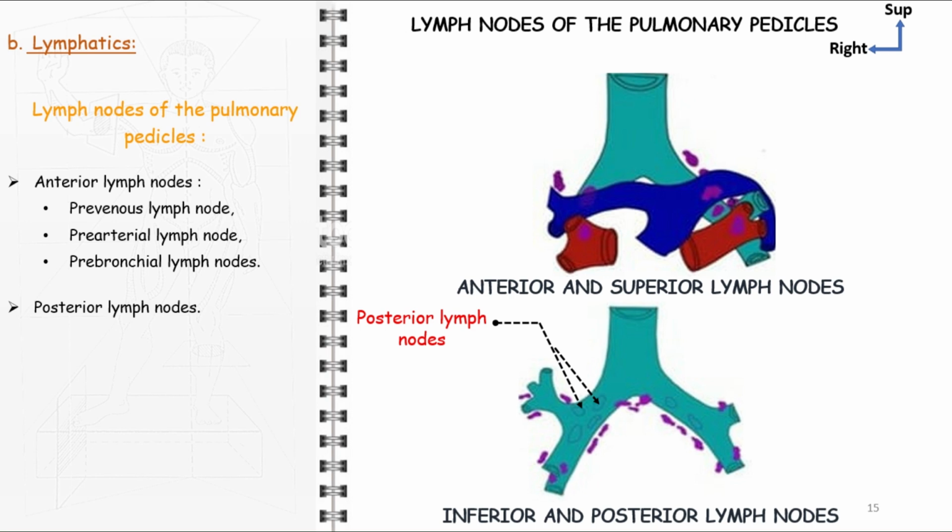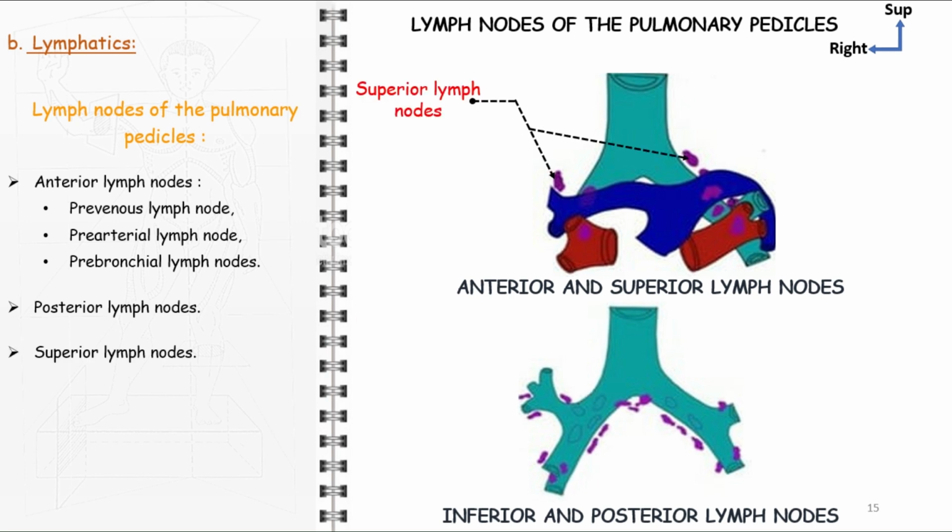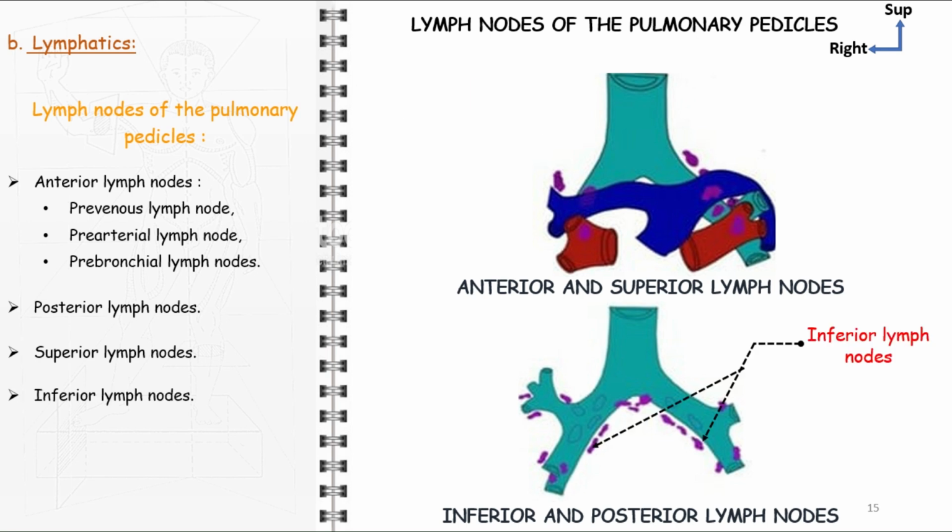the posterior lymph nodes, positioned on the posterior aspect of the bronchus, the superior lymph nodes, located above the bronchial plane, and the inferior lymph nodes, aligned along the inferior border of the bronchus.